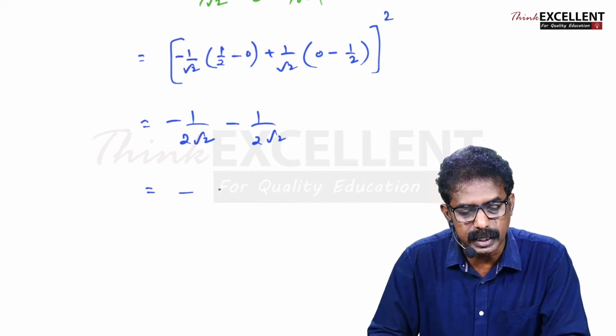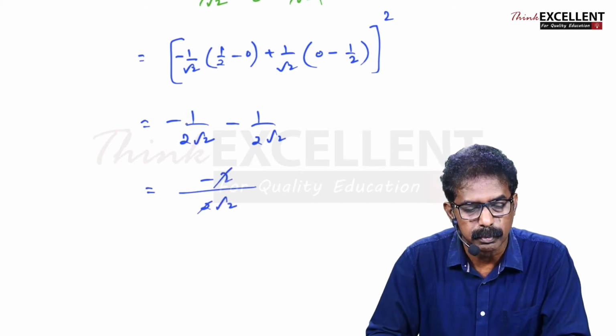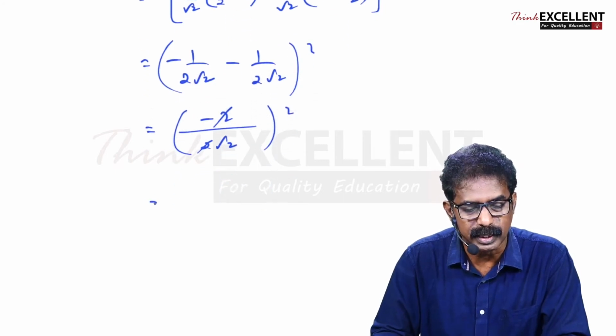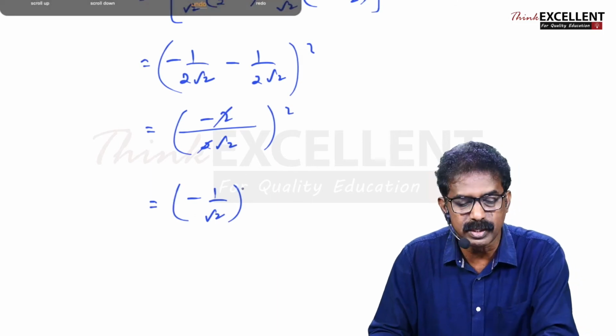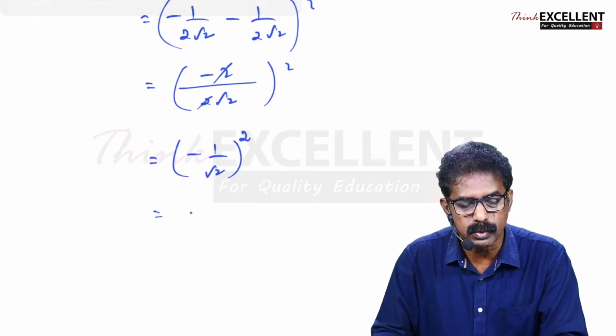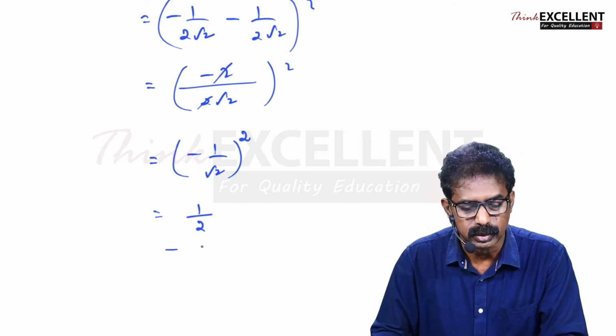So 2 root 2, you take the LCM. Minus 1, minus 1, it is minus 2. But the whole square is there, we should not forget that. So you are getting minus 1 by root 2, the whole square. Minus, when you square it, becomes plus. 1 square is 1, root 2 square is 2. So this is your answer.